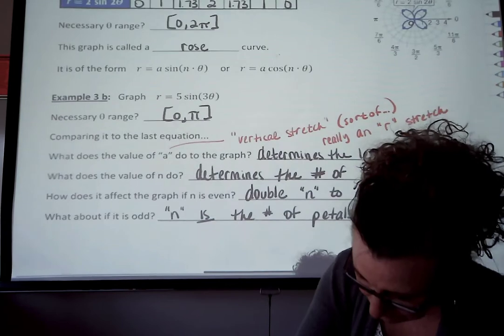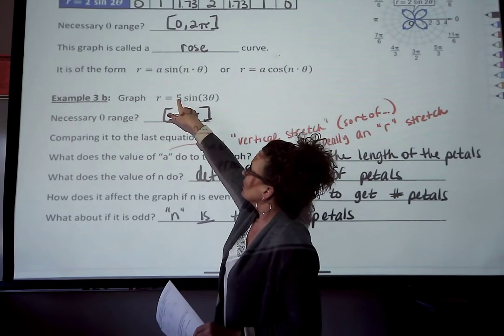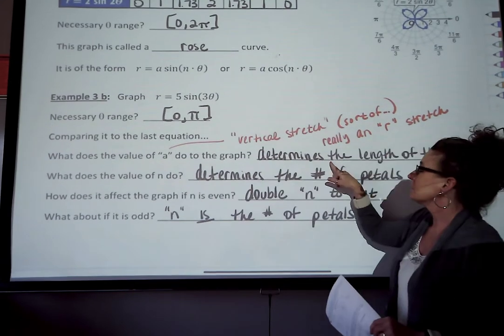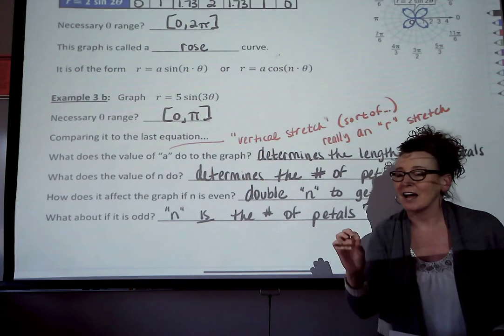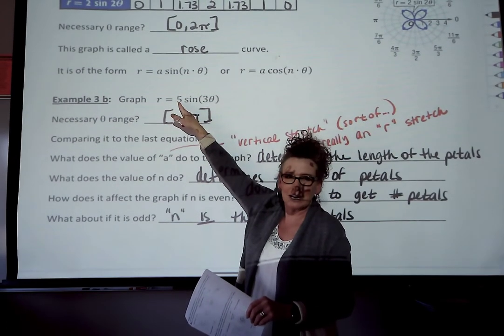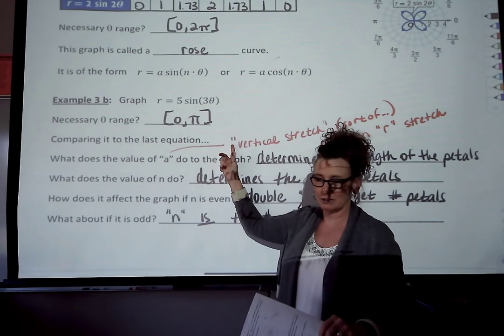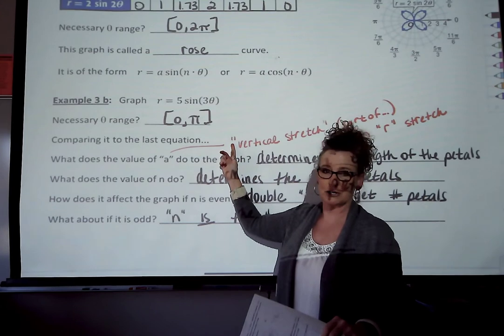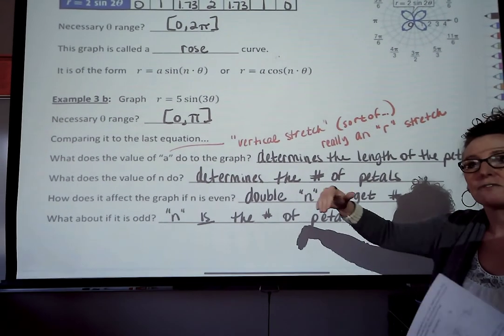Now, you do kind of need to know this. So what does the number out in front do? The number out in front determines the length of the petals. It's kind of like when you had a number out in front of your function and it did a vertical stretch. It's kind of what it does here. It's kind of like a vertical stretch, but it's not a vertical stretch. It's a petal stretch. It's stretching the r, the length of the petal.